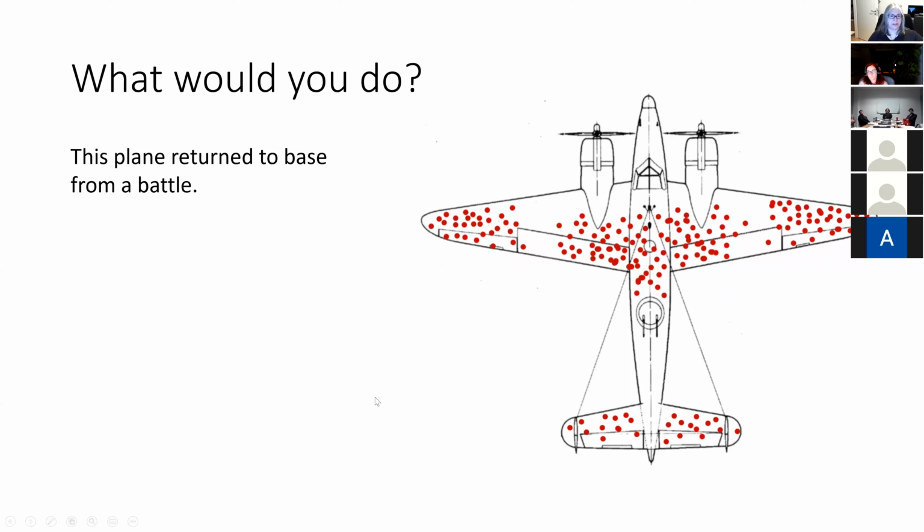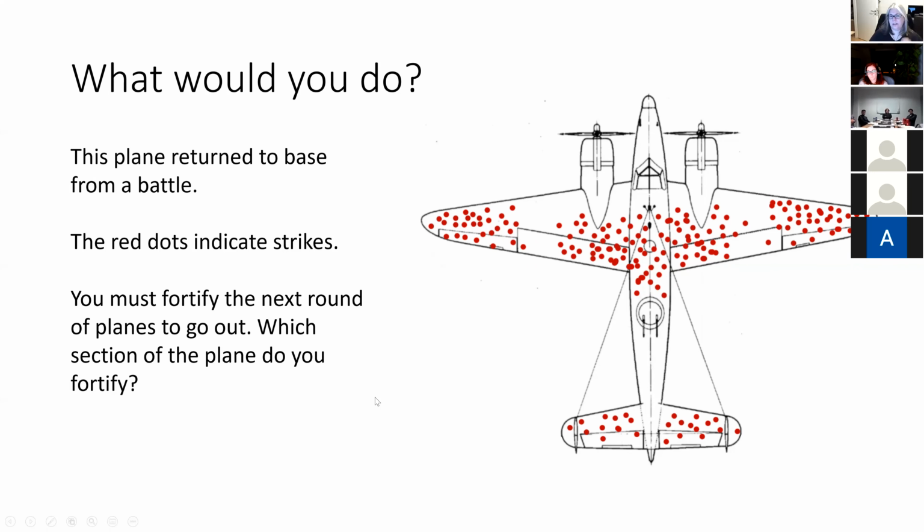And they said, okay, so this plane returned. The red dots are the strikes. And you, military analysts, must fortify the next round of planes. And this has been going around the internet, so you may have seen this recently. They say, which section of the plane do you fortify? And most people take a look at this, unless you've seen it before, and you say, oh, well, like here, where the dots are, that's where it was shot.